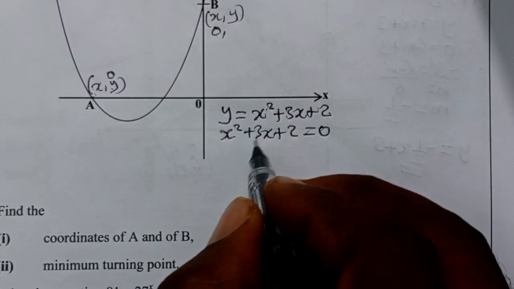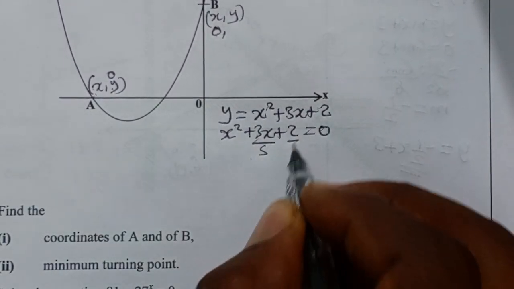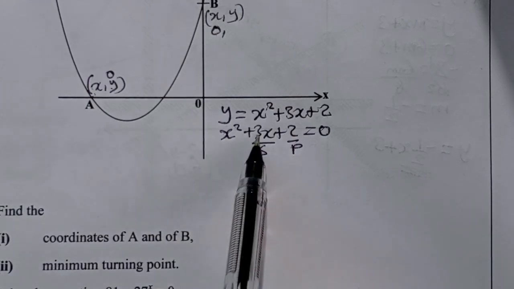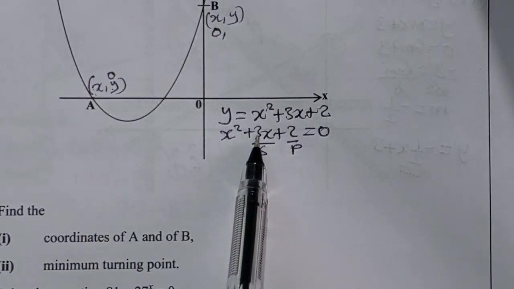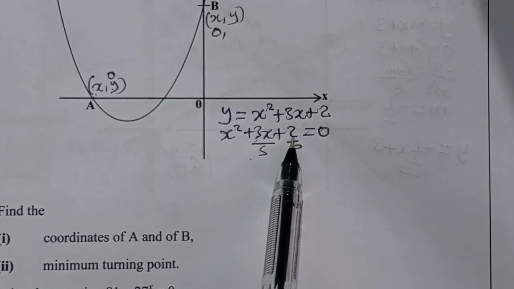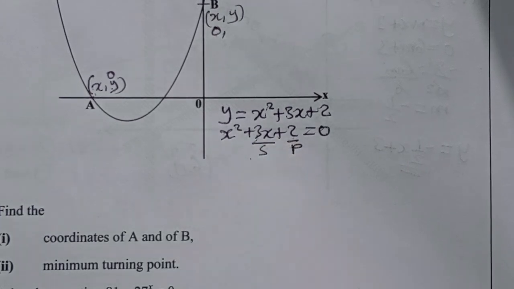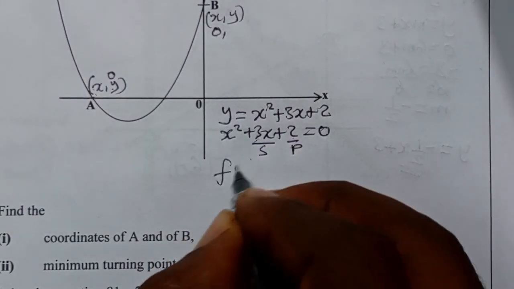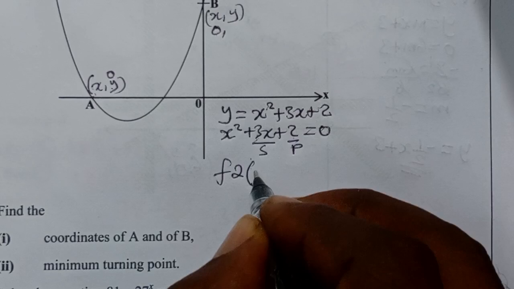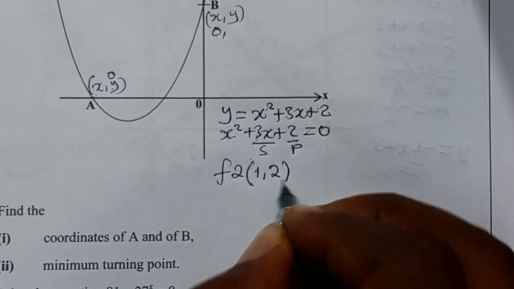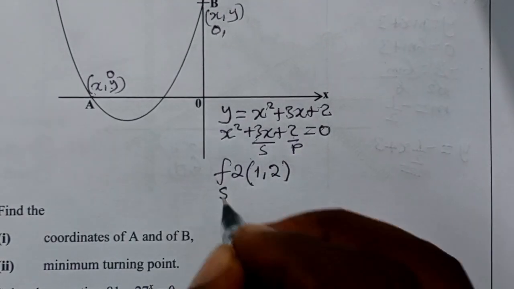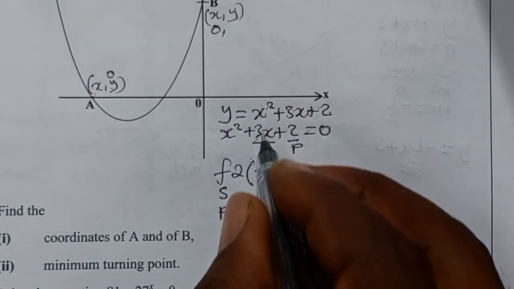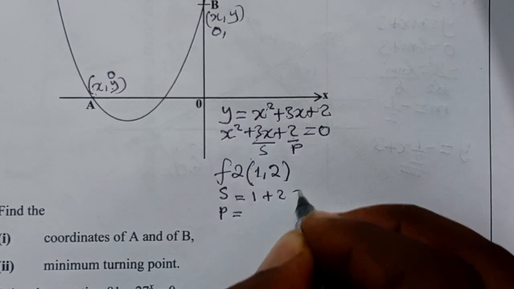This is what we call the sum, and this is what we call the product. We are going to find two numbers that, when we add, give positive 3, and when we multiply, give positive 2. Those numbers come from the product, so let's find the factors of 2. The factors of 2 are 1 and 2. Sum, product: 1 plus 2 is 3.